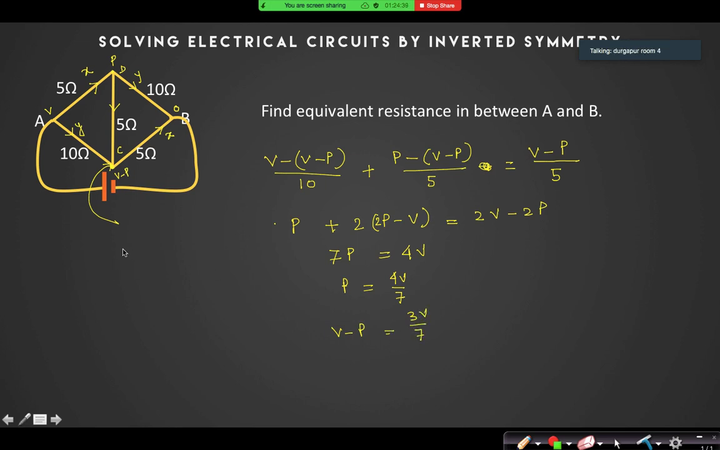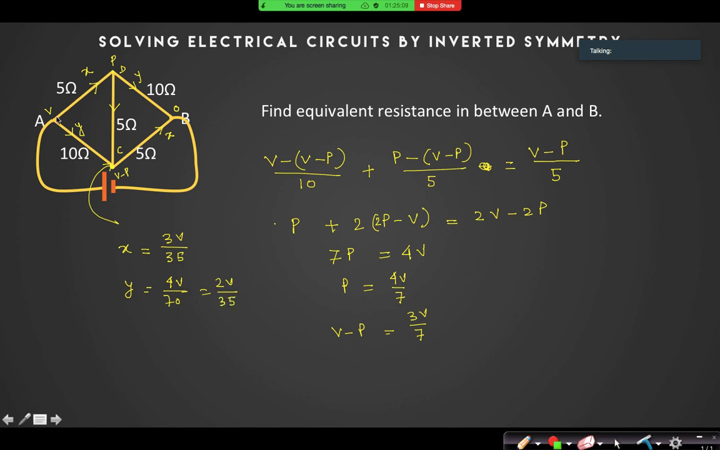Now calculate the value of X. Can I say the value of X is (V minus P) by 5? So that is 3V by 35. And what is Y? Y is (V minus P) by 10, which is 4V by 70, that means 2V by 35.